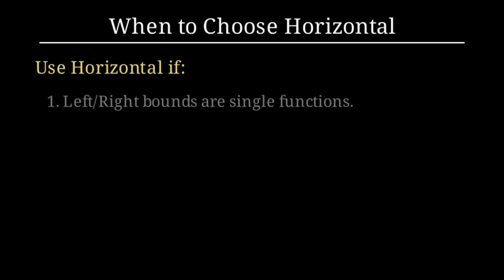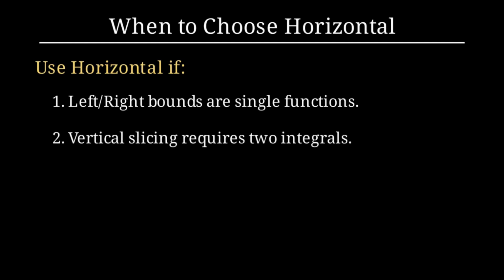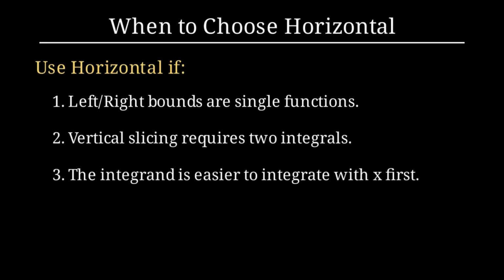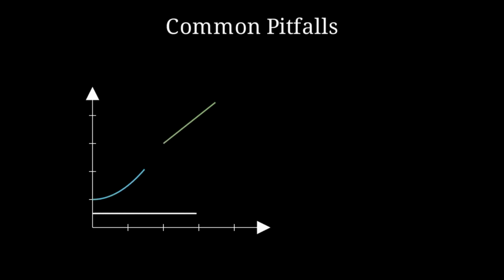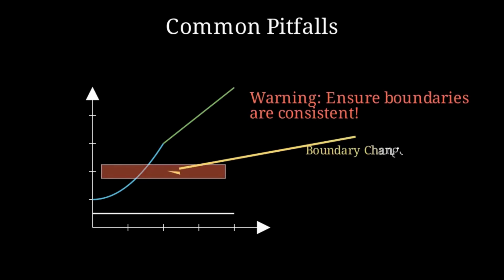Always analyze your region before starting. If the left and right boundaries are easier to express as x equals a function of y, or if vertical slices are interrupted by corners, horizontal slicing is your best friend. Be careful! If the left or right boundary changes its functional form midway, you must split the integral into two horizontal regions. Always sketch the region to verify the limits remain consistent throughout the interval.